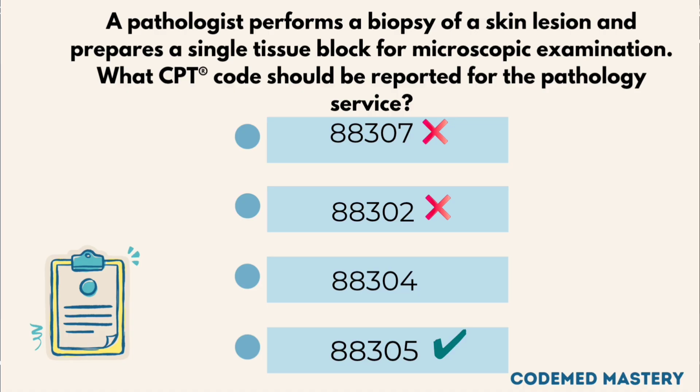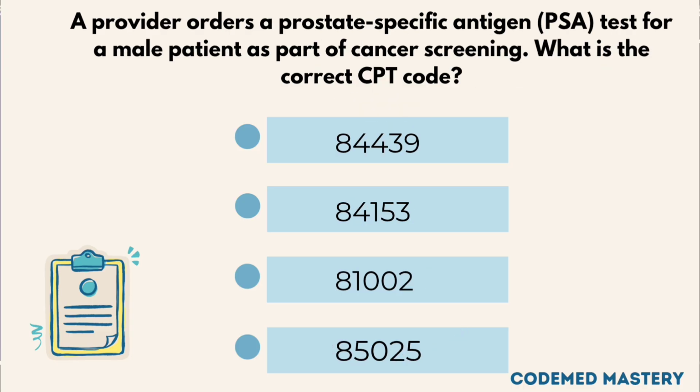Therefore, the right answer is option D 88305 because it includes a specific list of specimens that it covers, which includes skin biopsy other than debridement, cyst or tag. The other than clause indicates that this code is appropriate for more complex skin lesion biopsies that are not simple cyst or tags. Let us move on to the next question.